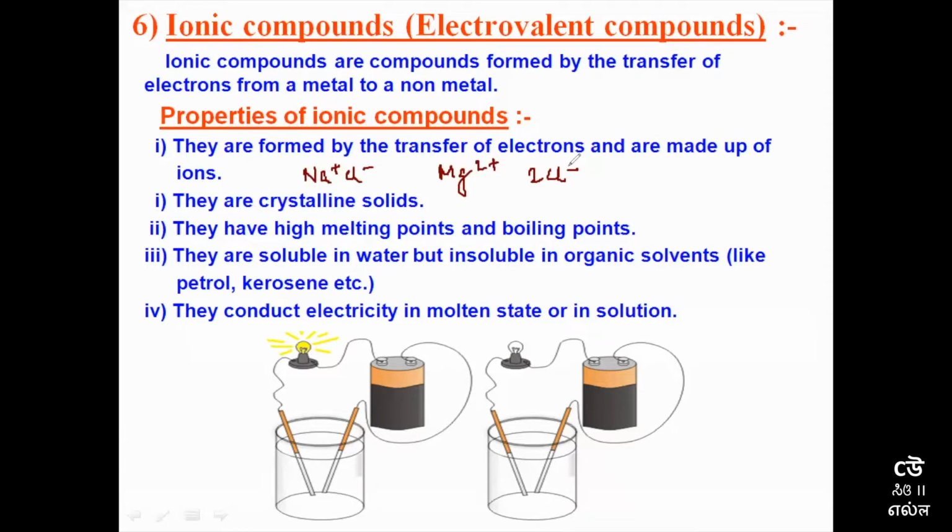Then these are crystalline solids, meaning that both sodium chloride and magnesium chloride, structure-wise, will form a crystalline lattice. So that is how we can say that these are crystalline solids. Next statement says both sodium chloride as well as magnesium chloride have high melting and high boiling points.